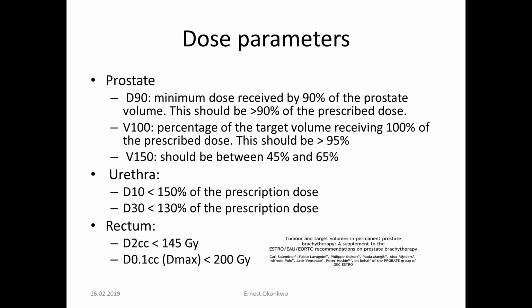For the organs at risk, for the urethra, the D10 should be less than 150% of the prescribed dose, and the D30 less than 130% of the prescribed dose. And for rectum, we do it in absolute values, which is recommended. This task group here, the tumor and target volume in permanent prostate brachytherapy from the ESTRO, all of this is well documented in this report.